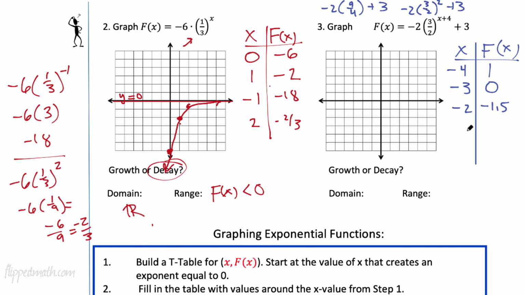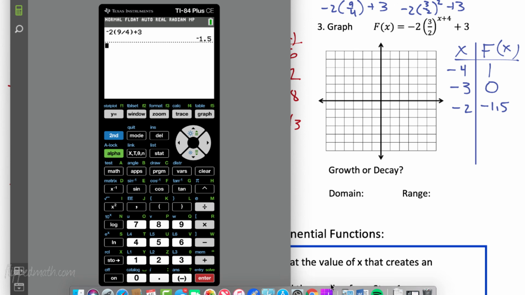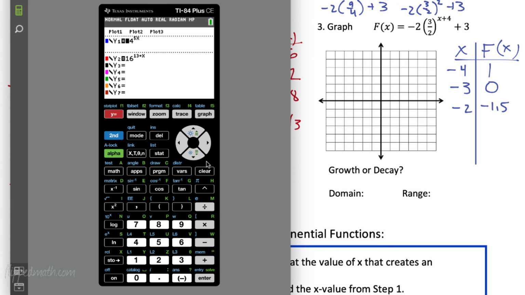All right, spoiler alert. We can use our calculator a lot more than we have been. Let's go to y equals. Clear out everything in y equals, shall we? Let's put in this function right here. So we get negative 2 in parentheses, we have 3 halves, and we're going to raise that to the x plus 4. And then we're adding 3. Now, zoom 6. We'll put you in a standard window, and that's what our graph looks like.